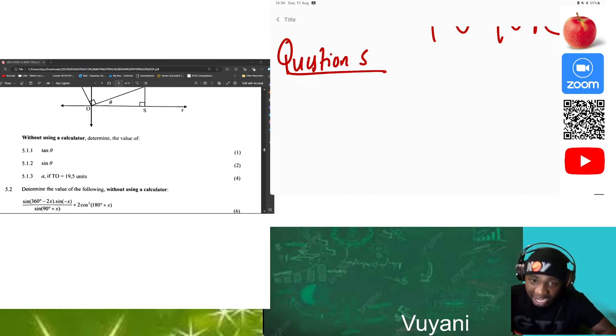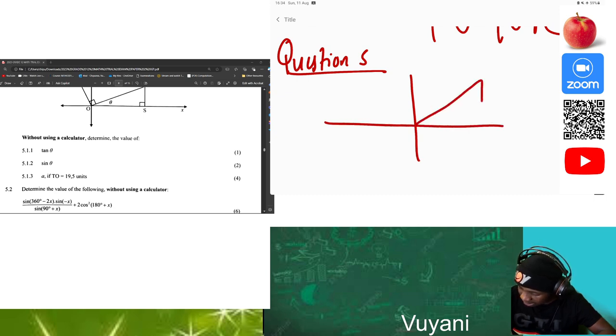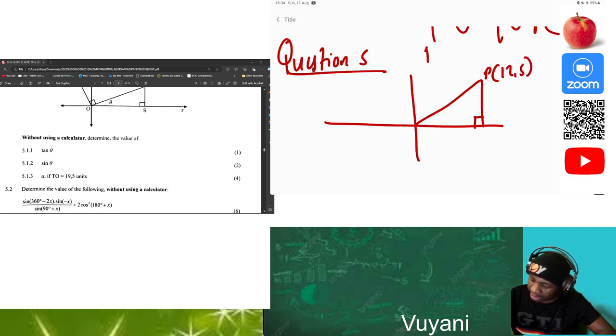So we know that we are given our triangle, which is in the first quadrant, with point P, which has coordinates (12; 5). We know that the coordinate of P is (x; y). So in this instance, P is (12; 5). In other words, it is 12 units on the x-axis, and it's 5 units on the y-axis.